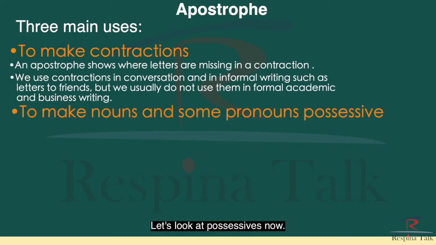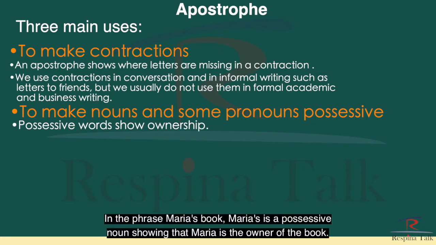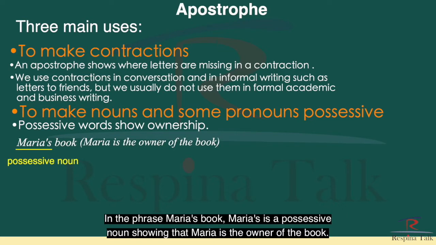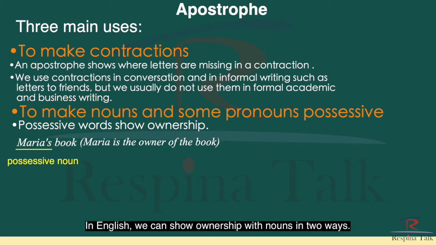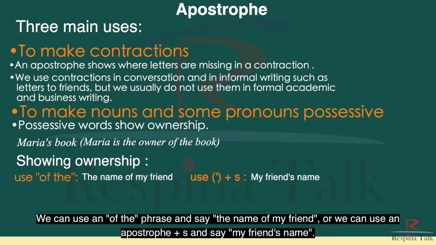Let's look at possessives now. Possessive words show ownership. In the phrase Maria's book, Maria's is a possessive noun, showing that Maria is the owner of the book. In English, we can show ownership with nouns in two ways. We can use an of phrase and say the name of my friend, or we can use an apostrophe plus s and say my friend's name.